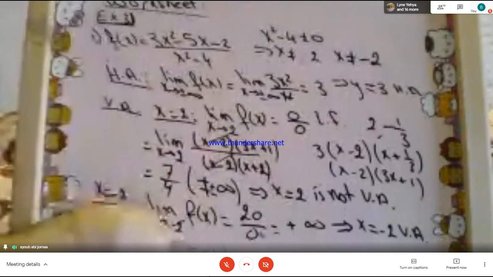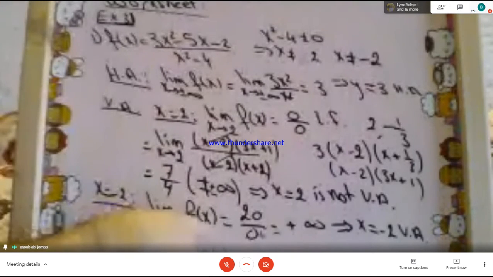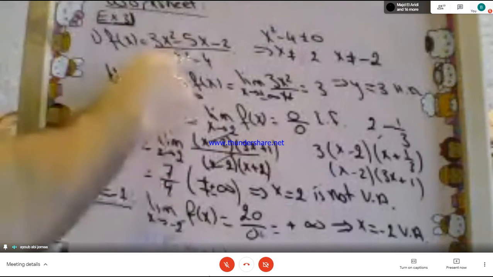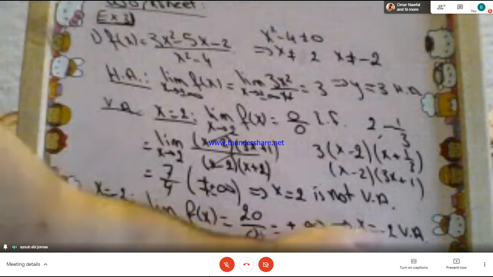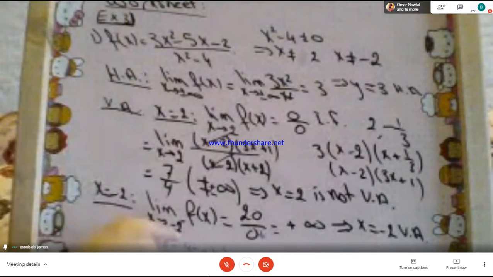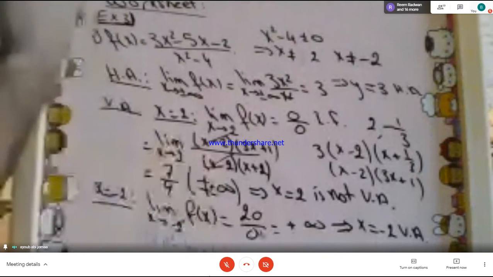Negative 2 plus or negative 2 minus, the answer will be positive infinity. We choose a number slightly less than negative 2 and replace it. Positive infinity. So here the limit as x approaches negative 2 is infinity, then the line of equation x equals negative 2 is a vertical asymptote.